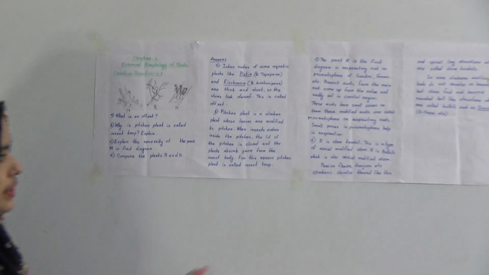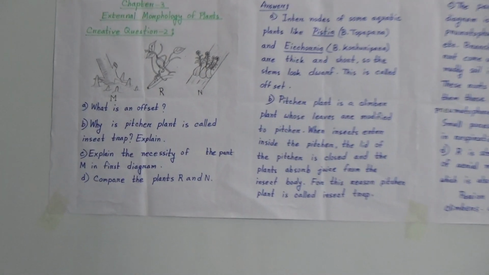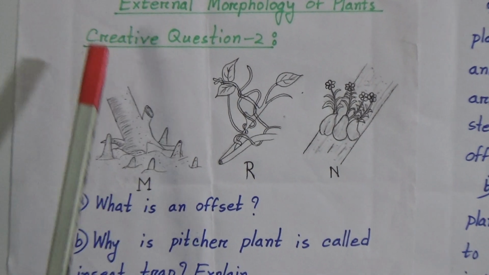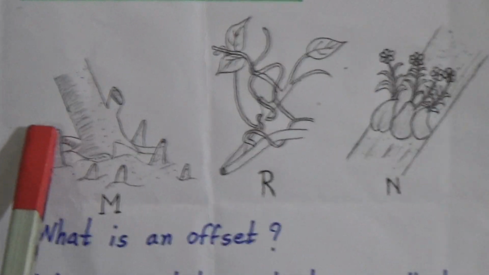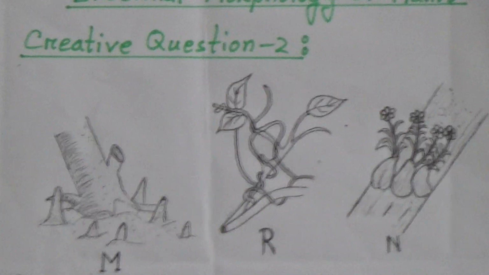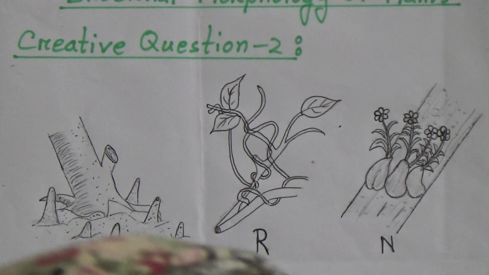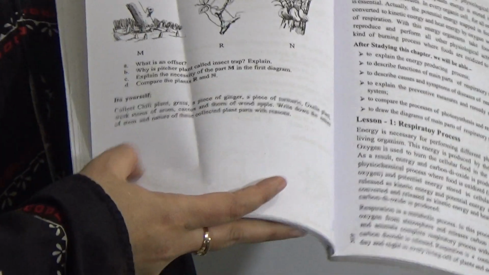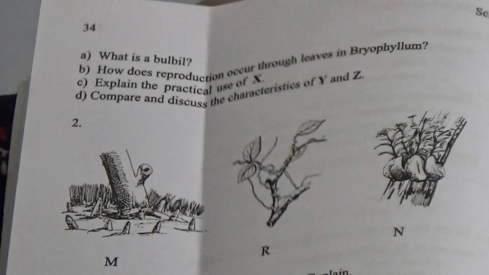You can see I have written here all questions and answers. From the beginning of this question, you can see here are 3 figures: M, R, N. And in your science book, this creative question is on page number 34. Number 2 creative question.